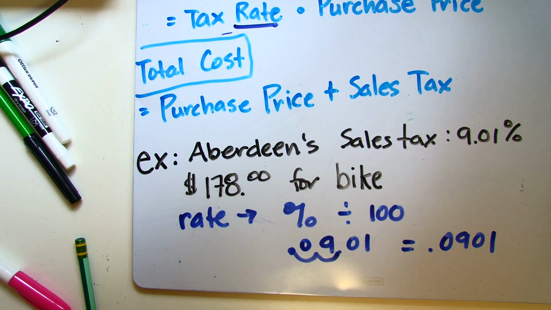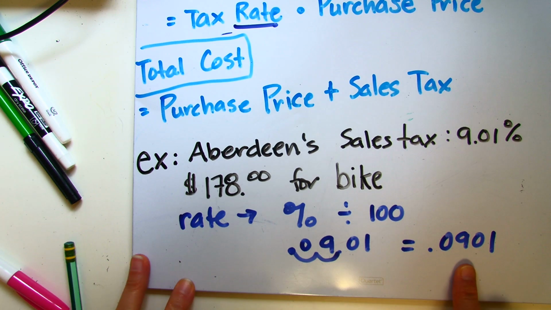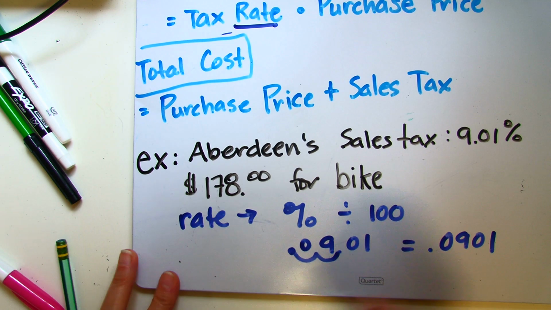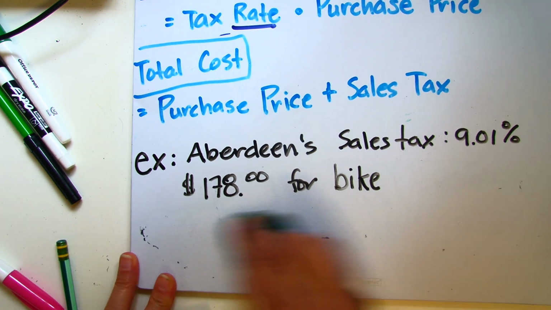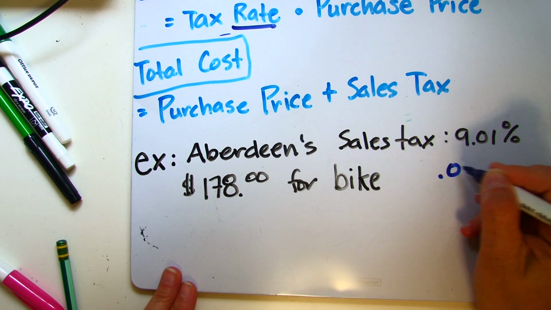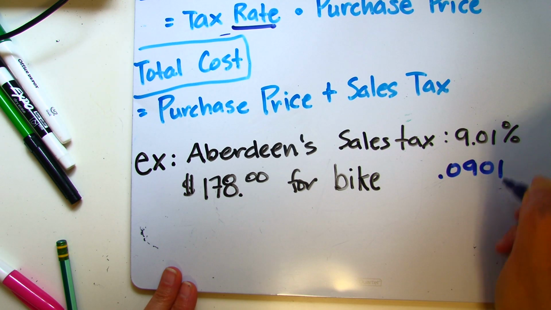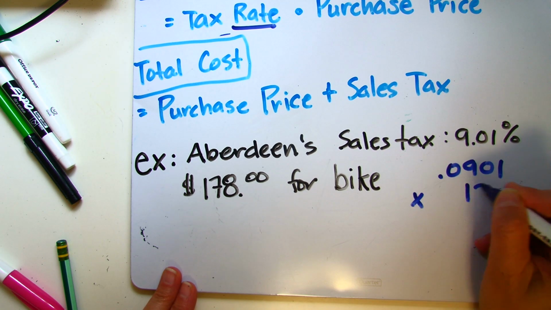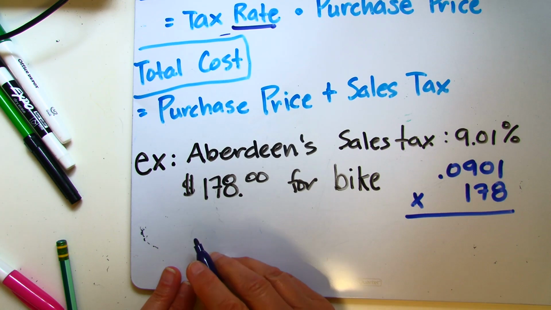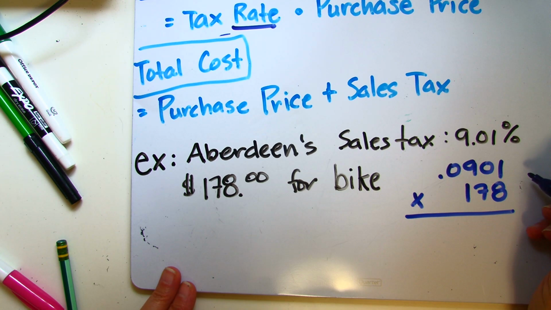Now we can figure out the sales tax. Let's take this amount and multiply it to the purchase price of $178. So when I multiply this to 178, it doesn't matter which number is on top. I like to put the larger number on top. Remember that with multiplication, we can apply the commutative property.